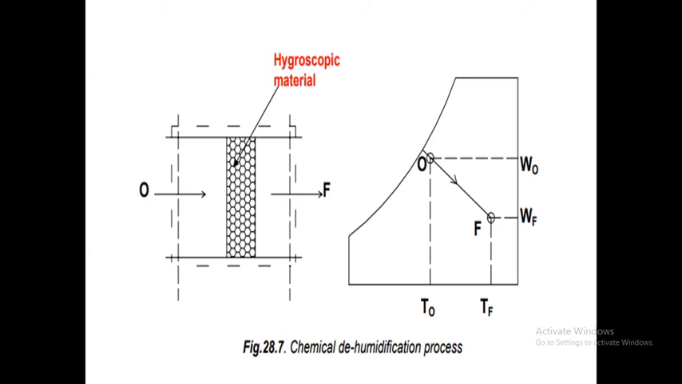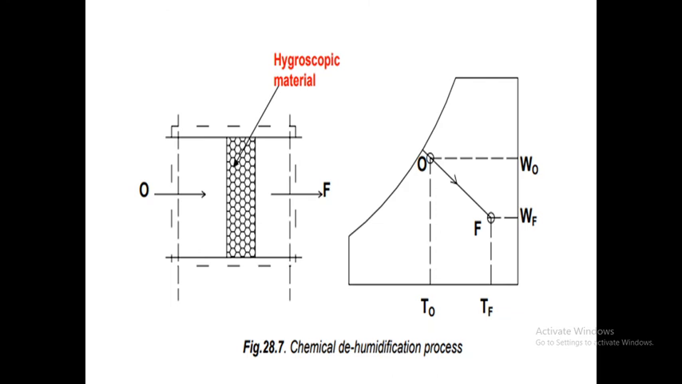This is the final DBT. What will happen here? At the initial DBT, the moisture content is W0. At the final DBT, the moisture content is WF. The temperature is increasing. What about the moisture content here? The moisture content of the air is decreasing. Already I said the temperature of the air and the moisture content are inversely proportional. Are you clear or not?